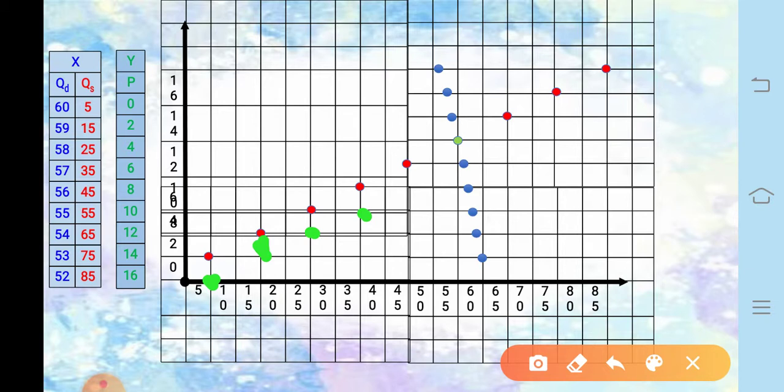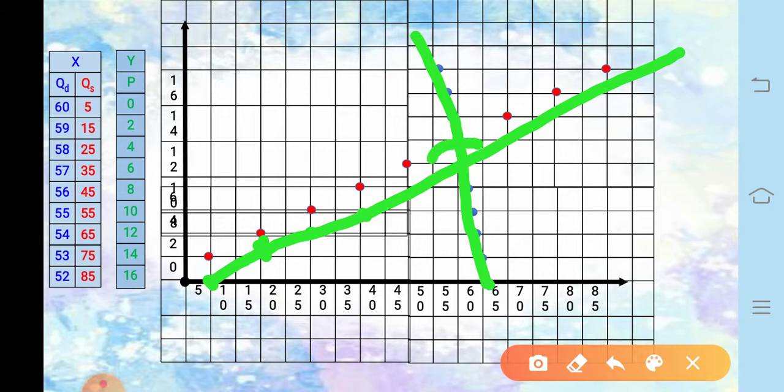Actually, it looks like this. Okay, and then our demand, this is our demand, which is Q sub D. And here is their intersection, which is the market equilibrium, where they are equal, which is 55 and 55. Okay? So our intersection is 55 and 55.